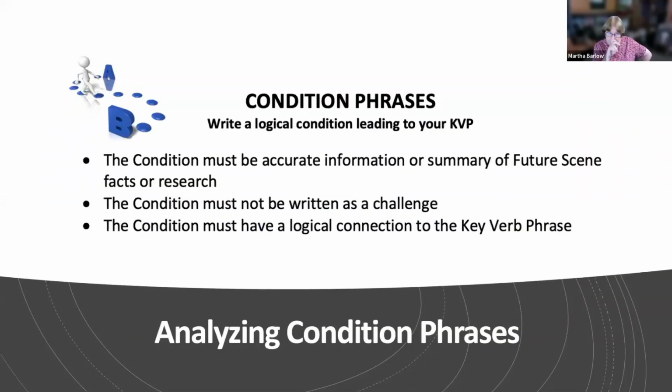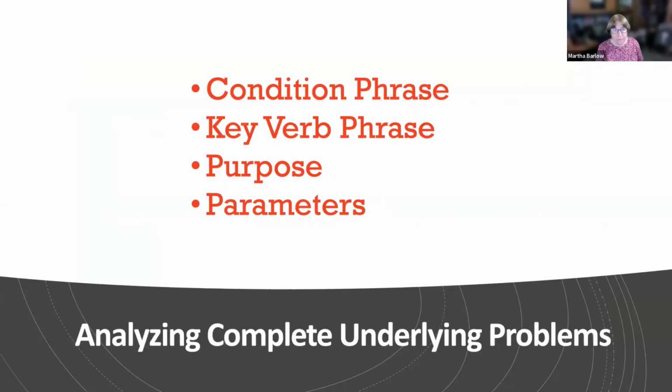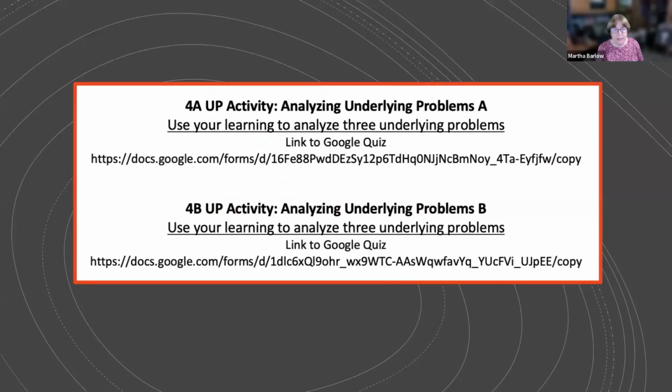And then condition phrases. It has to be accurate information or a summary of the future scene facts or research. It should not be written as a challenge. You might not use that one if that's not a concern of yours, but it's a concern that we have. And then it has to have a logical connection to the key verb phrase. There are 3 quizzes for that. And finally, there is a quiz for analyzing a whole underlying problem, with all the parts in it. Each of the 2 quizzes there has 3 underlying problems to analyze.